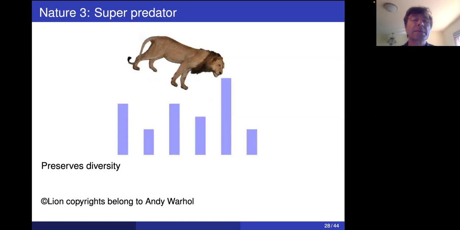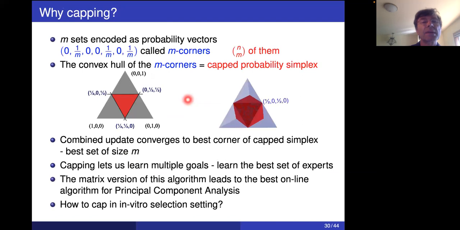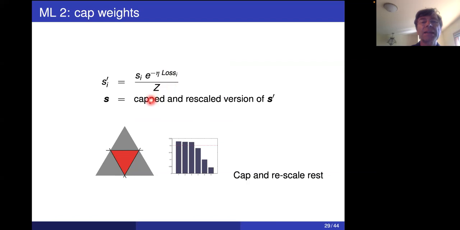Yes. In nature, it's done by having a super predator. We do it by capping. We do the multiplicative update, and then we project subject to the capping constraint. And the projection is done with a relative entropy regularization.